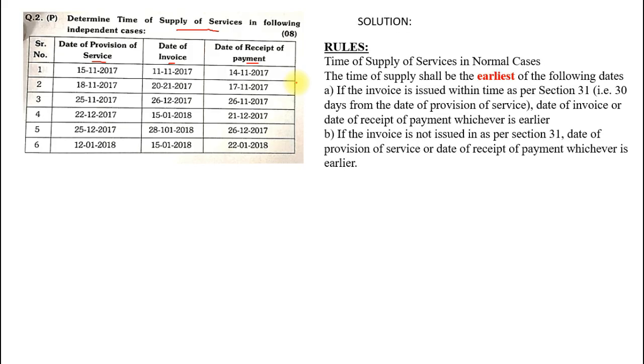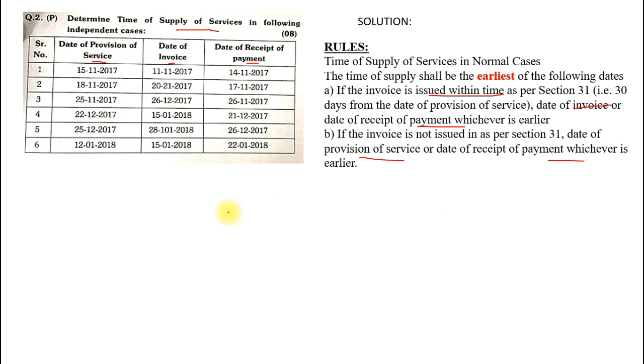Determine the time of supply of service in the following independent cases. Now this is based on supply of services. They are giving you date of provision, date of invoice, and date of payment. Now the rule for supply of services: it is the earliest of number one, if invoice is issued within the time limit, then date of invoice or payment, whichever is earlier. And if it is not issued before the time limit, then date of provision and date of payment, whichever is earlier. Now the rule looks a little complicated, but the solution is not, when we are going to solve.